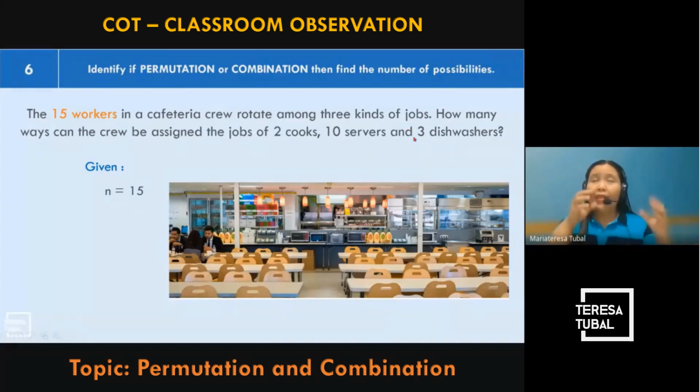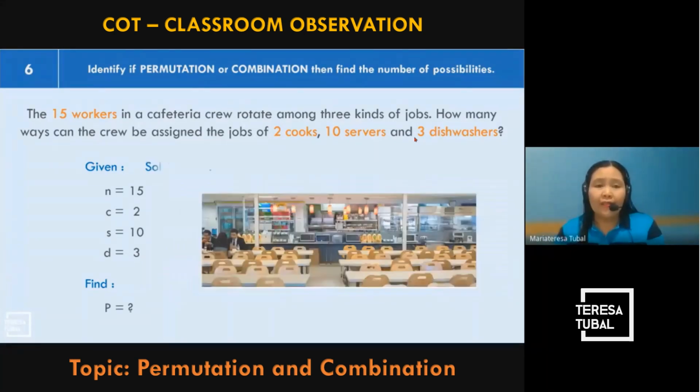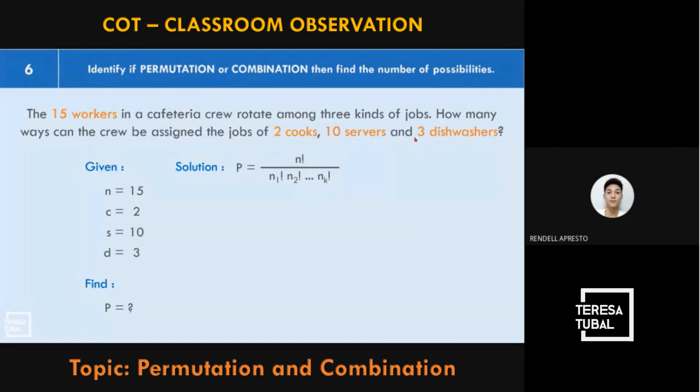Tulad na ng binanggit ni Bagyoro, this is n sub 1, multiply it with the n sub 2, and so on and so forth. So as you can see, ito yung mga binanggit ni Lazaro. So this example is distinguishable permutation because we have identical elements. So let us replace all the value to the given formula for the distinguishable permutation. Yes, Presto, can you replace? P equals to 15 factorial over 2 factorial, 10 factorial, and 3 factorial.